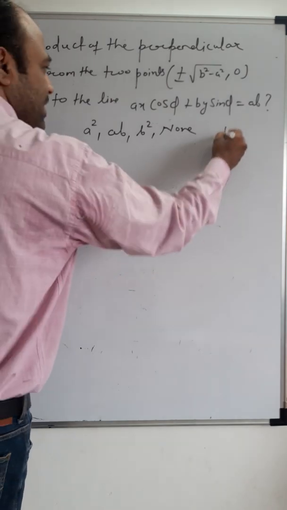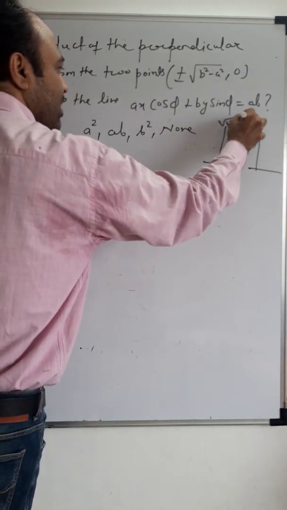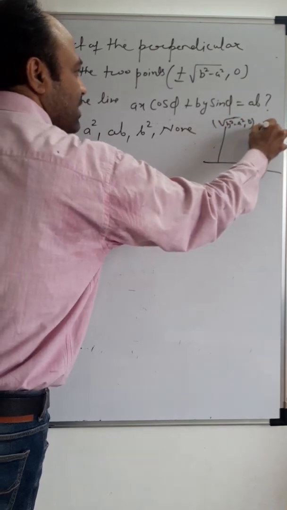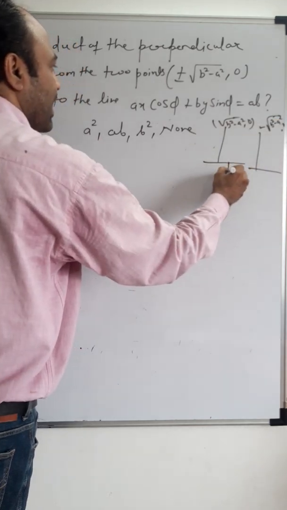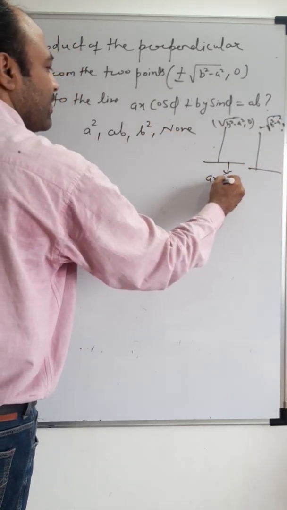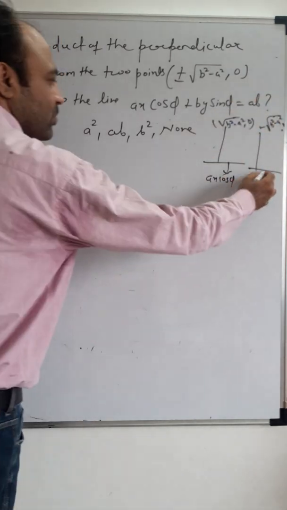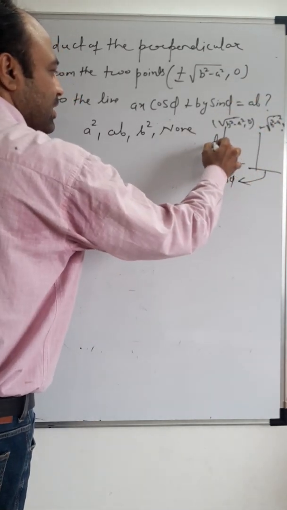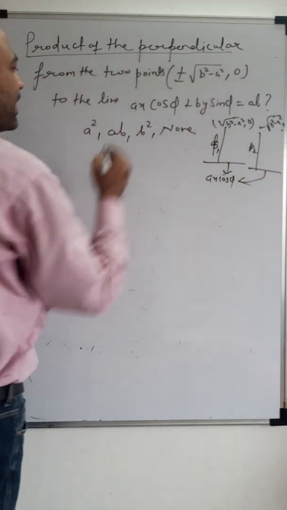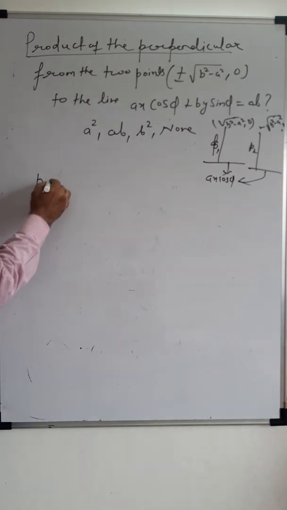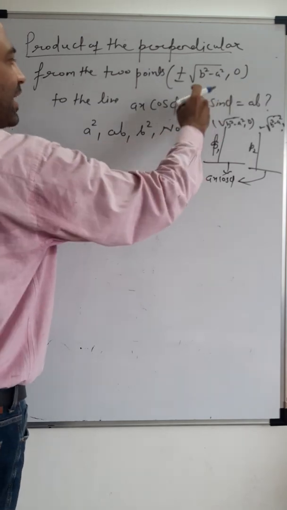Same situation. One of the points is (root of b squared minus a squared, 0). Another point is (minus root of b squared minus a squared, 0). And the line is ax cos phi + by sin phi - ab = 0. These are the two points and the line. This is P1 and this is P2. What we require is the product of the perpendiculars. First we will calculate P1, from the point (root of b squared minus a squared, 0) to this line.